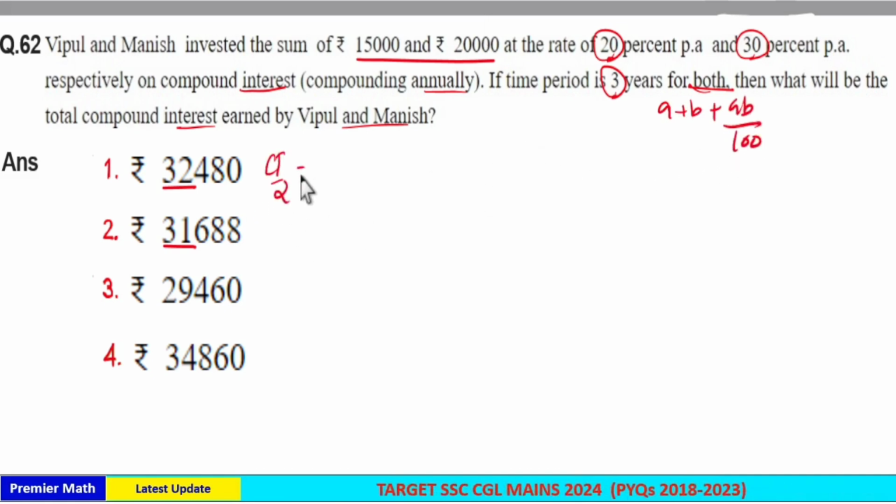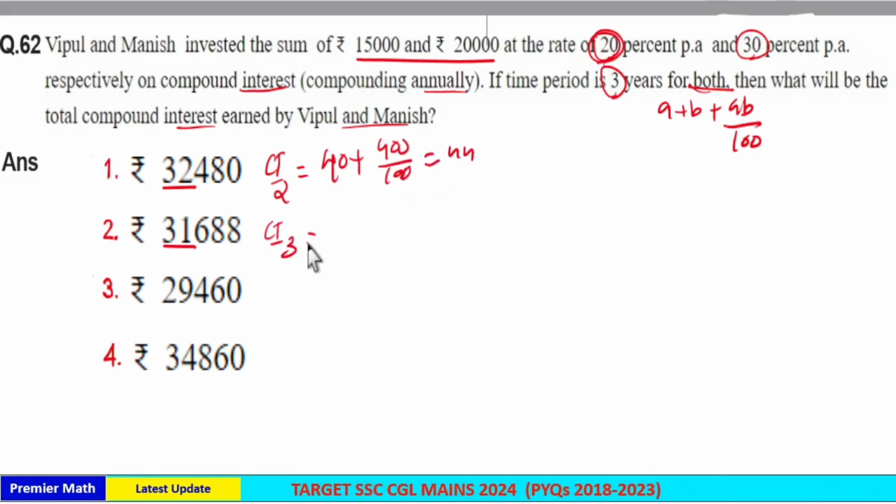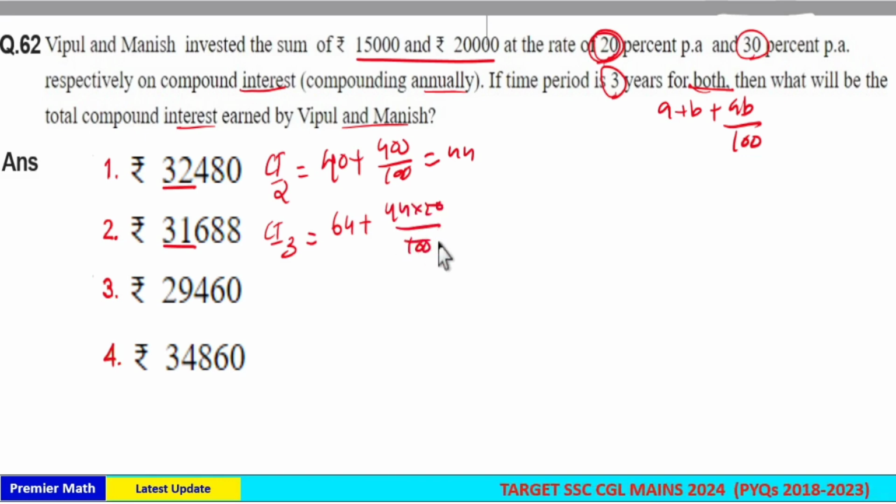Here compound interest for 2 years at 20% is equal to 20 plus 20, 40. 40 plus 20 into 20, 400 by 100, is equal to 44%. Again compound interest for 3 years is equal to 44 plus 20 is 64. 64 plus 44 into 20 by 100, which is 44 by 5 is 8.8. So 64 plus 8.8 is equal to 72.8%.